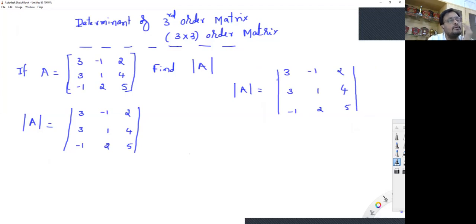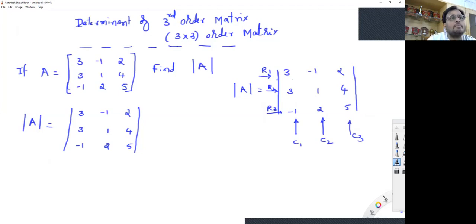To find its value, we have to expand along any row or any column. Here, how many rows are there? This is row 1, R1, the first row, second row, and third row. There are 3 rows and 3 columns. This is column 1, column 2, and column 3. To expand the determinant of third order, you can choose any row or any column, and the value of the determinant remains the same. No need to worry about it.